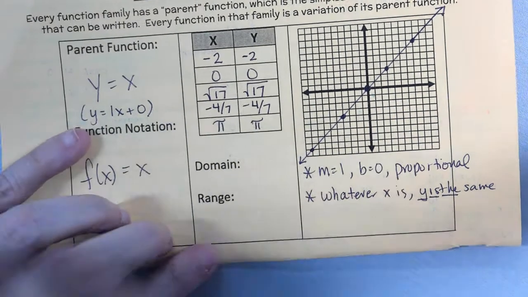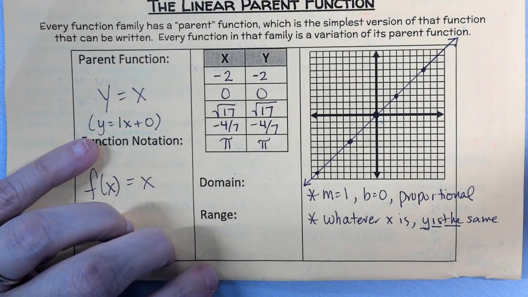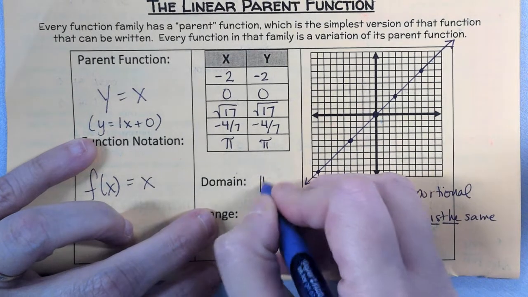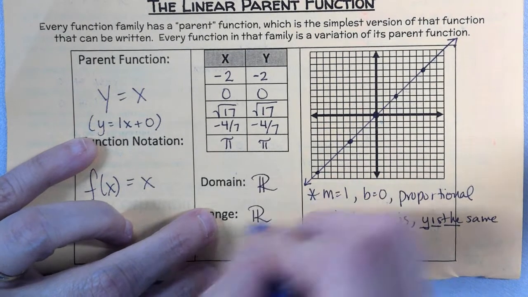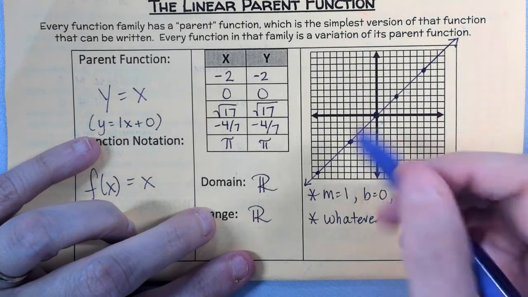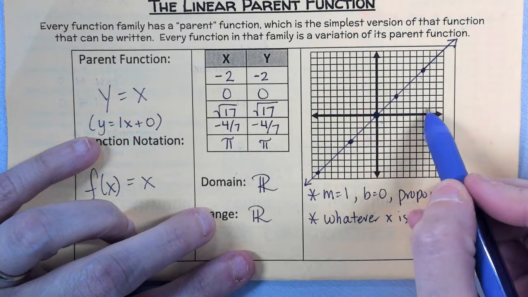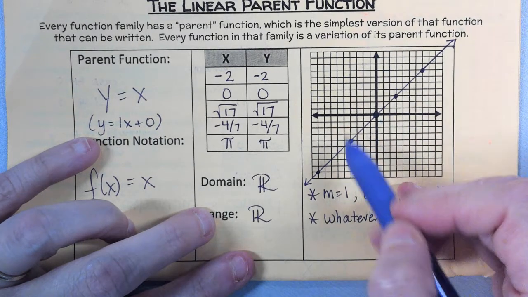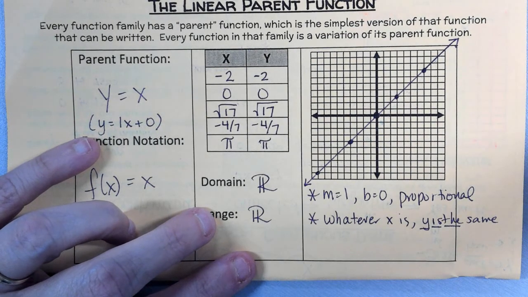Last thing. What would my domain and range be since I put arrows on this? All real numbers, right? Okay, all real numbers. Because I've got arrows going here and here on my x. I've got arrows going in every direction. That means it's all real numbers.